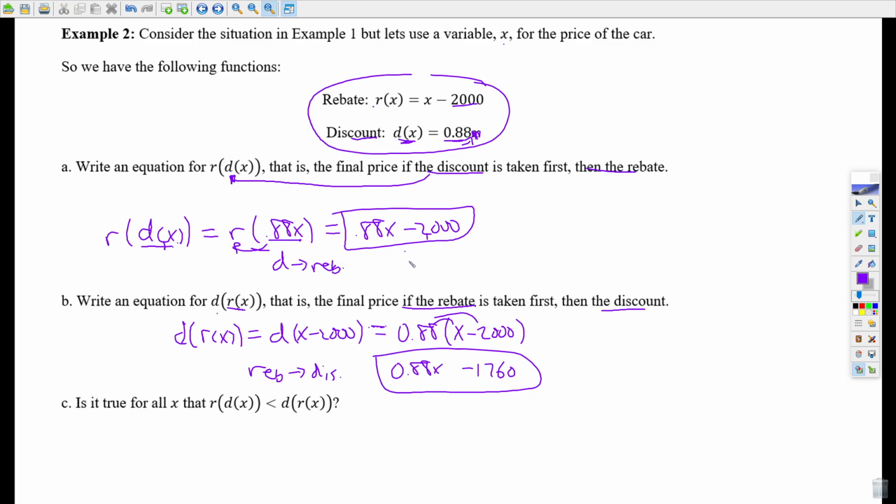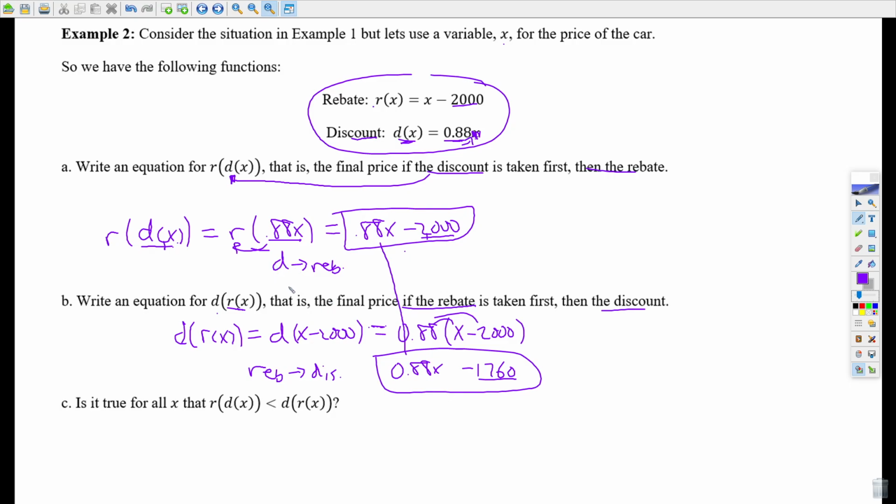If you compare the two equations, you could hopefully see that it is always better to do the discount and then the rebate, because these two numbers match completely, 0.88x on both of them, but then you're subtracting whatever you get here by 2,000, making the cost cheaper for you rather than 1760, which, by the way, is a difference of $240.